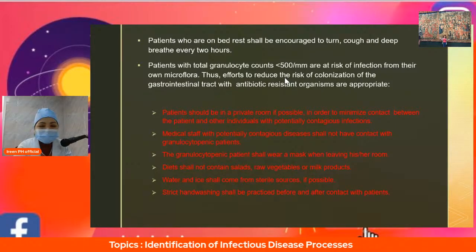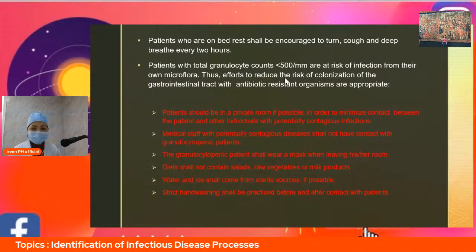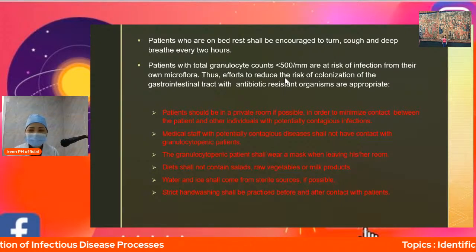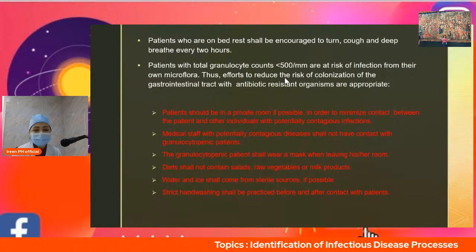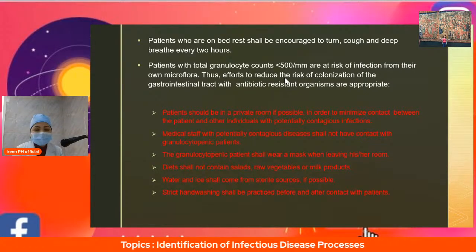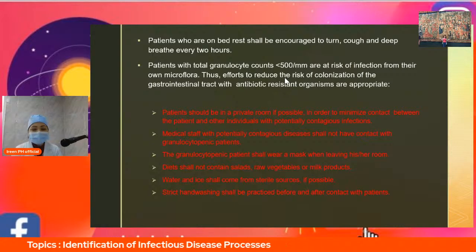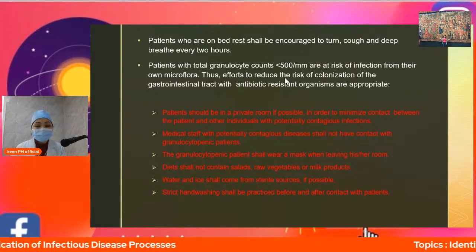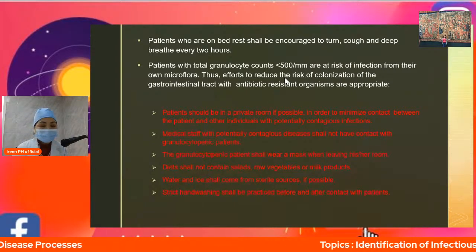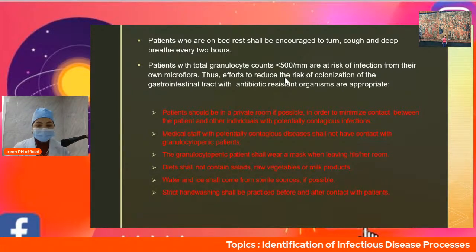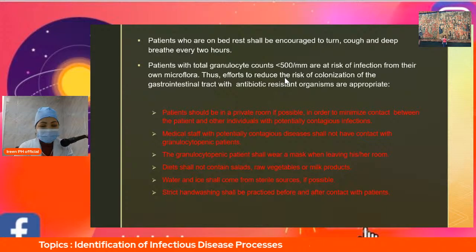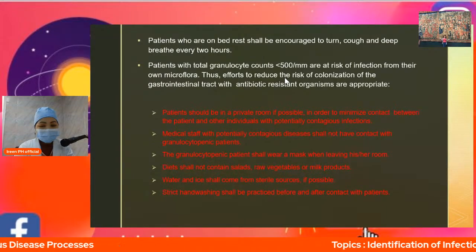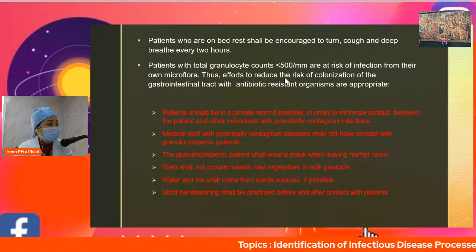The granulocytopenic patient shall wear a mask when leaving her room. Diet shall not contain salads, raw vegetables, or milk products. Water and ice shall come from sterile sources, if possible. Then strict hand washing shall be practiced before and after contact with patients.